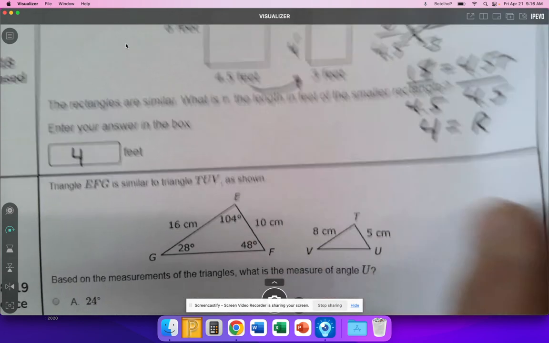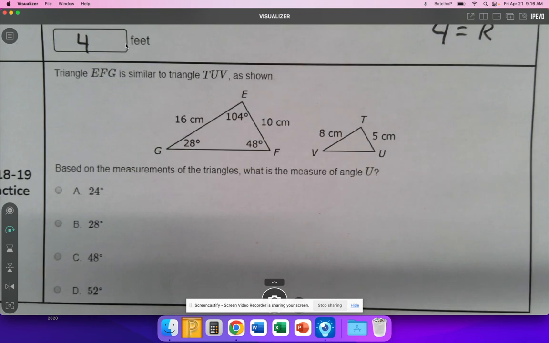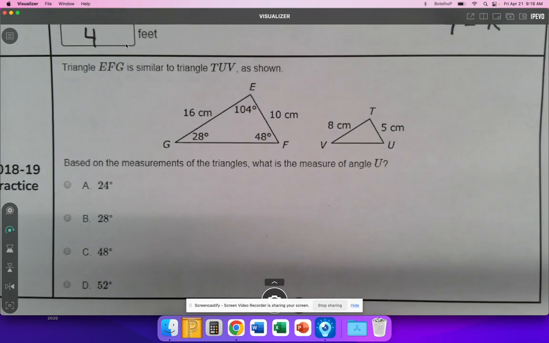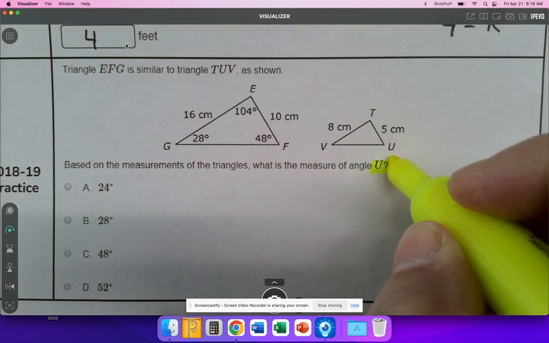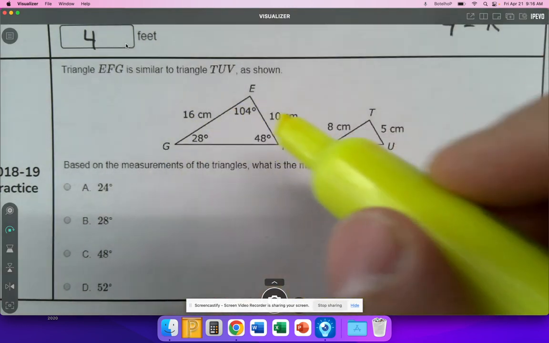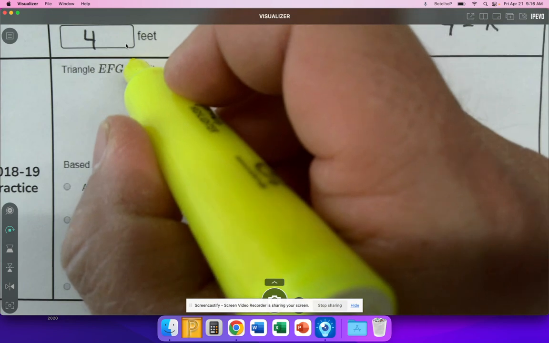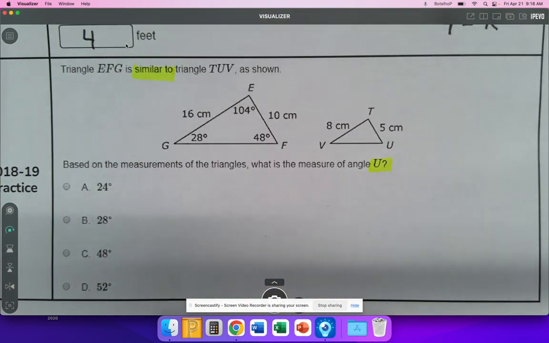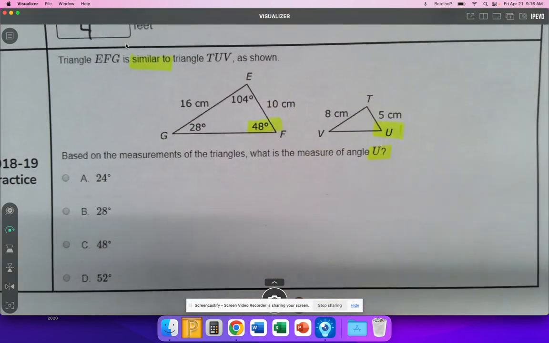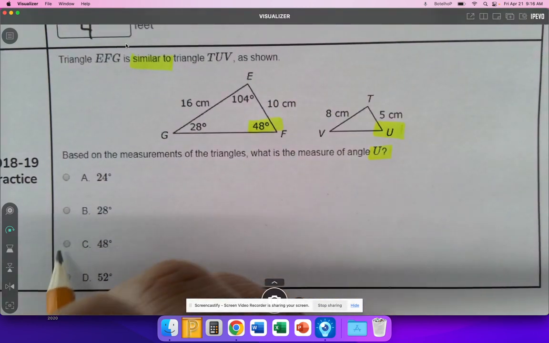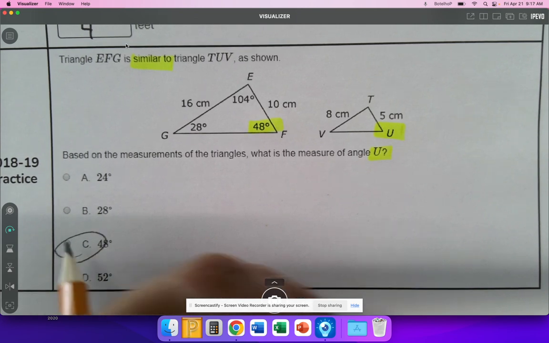Sticking along with that here, no mistake on this one. I just wanted to make sure you remember, like here, it wants to know the angle of U. So it tells us again that they are similar. So if they're similar, the angles are the same because they're the same shape. So if this is 48, then this one must be 48. So your choice here is answer C. All right.